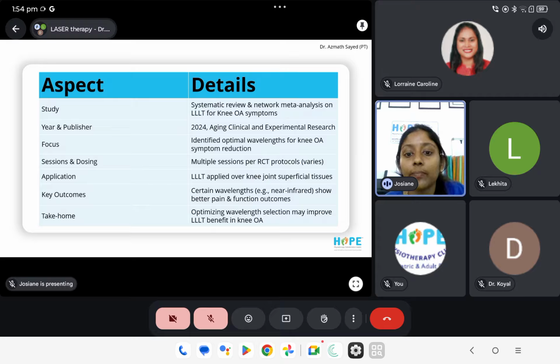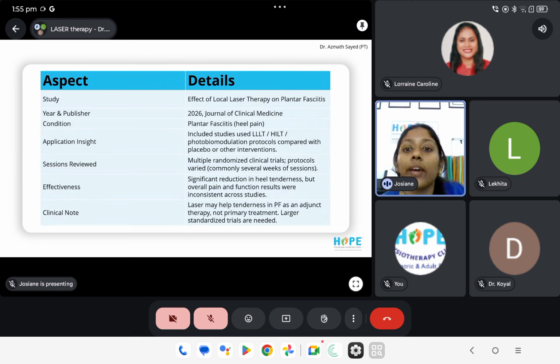Multiple sessions were given. Low-level laser therapy was applied over the knee joint superficial tissues, and the outcome was that certain wavelengths which were near the infrared showed better pain and function outcomes. Take-home message: it helps in optimizing the wavelength selection, which may improve the benefit of low-level laser therapy in knee OA.